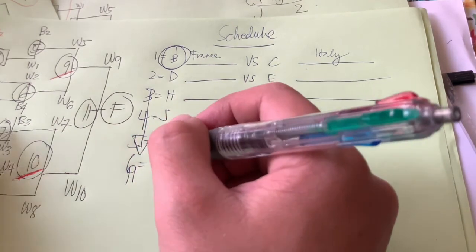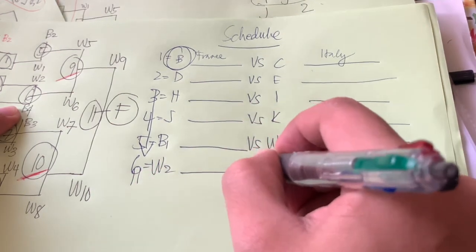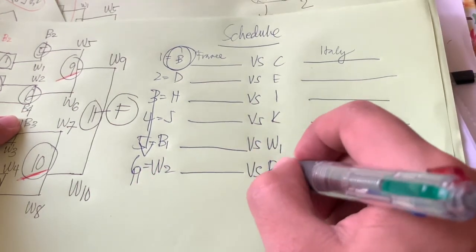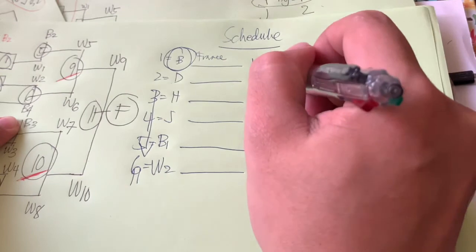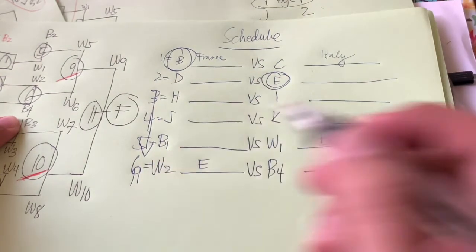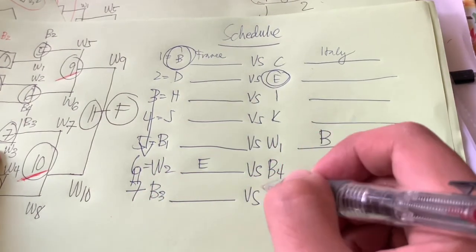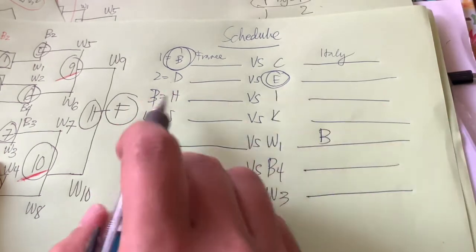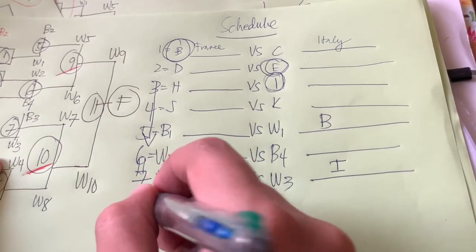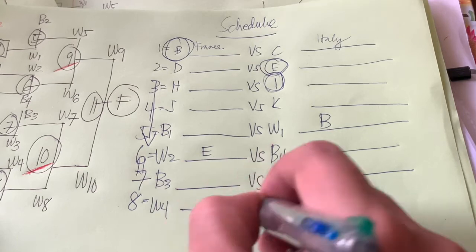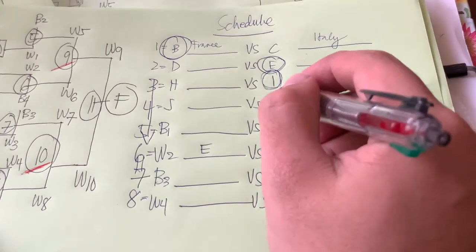Game 6 is between winner 2 versus bye 4. For example, winner 2 who wins here, say E, circle it and put E here. Game 7, bye 3 versus winner 3. Who wins here? Say I. Game 8 is winner 4 versus bye 1. Who wins in game 4? Say K.